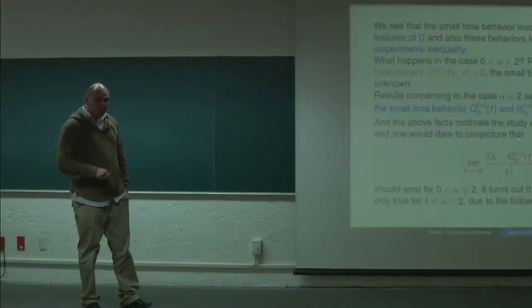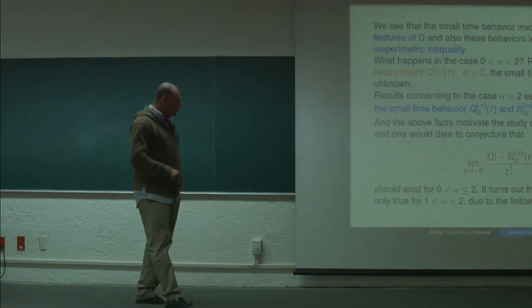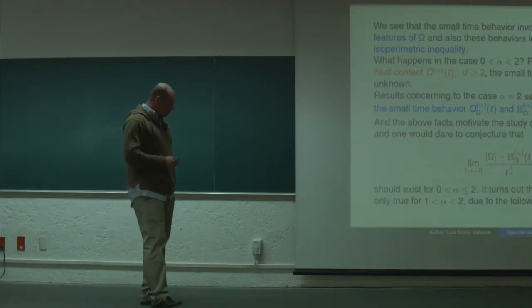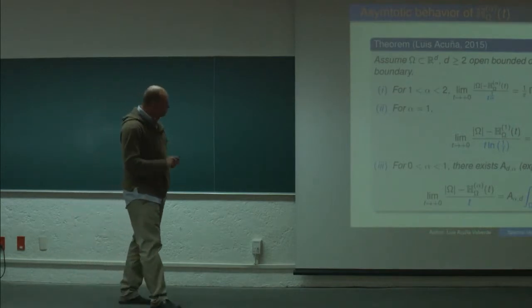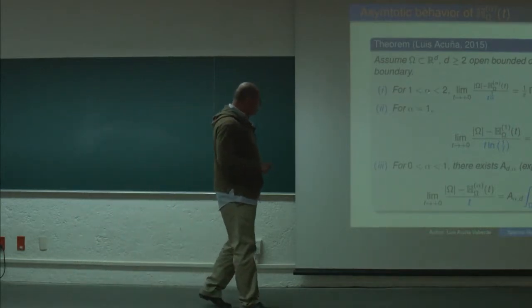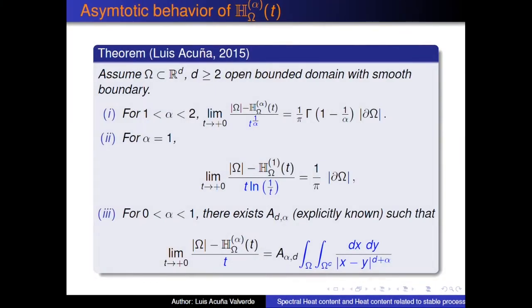So 2 years ago I proved that this conjecture is only true as long as alpha is between 1 and 2, due to the following result. For an open bounded domain with a smooth boundary, for alpha between 1 and 2 and with the right scaling, similar to the random motion, we are able to catch the volume and the surface area of the set times a constant that only depends on alpha. Very interesting, because one could expect to see maybe the dimension involved in this constant, but it is not.